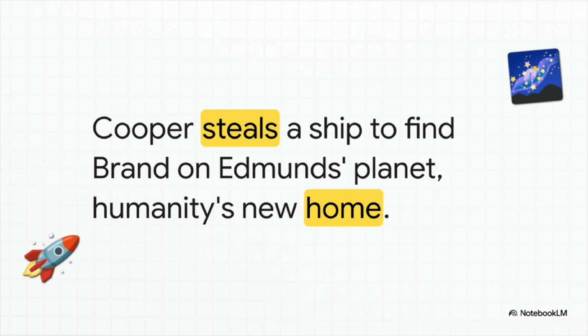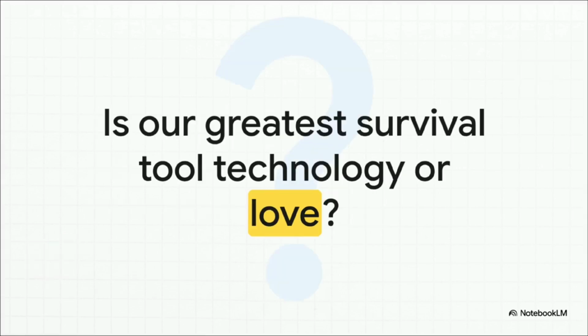So, as we wrap up this explainer, we are left with a massive, awe-inspiring question to chew on. We saw rockets, black holes, and five-dimensional tesseracts, but in the end, was it really the math and the advanced technology that saved us? Or was it the undeniable, quantifiable force of love pulling us toward exactly where we needed to be? I'll let you be the judge.